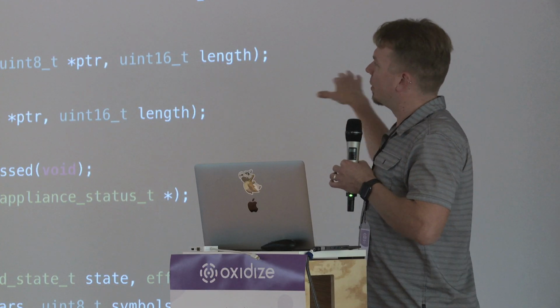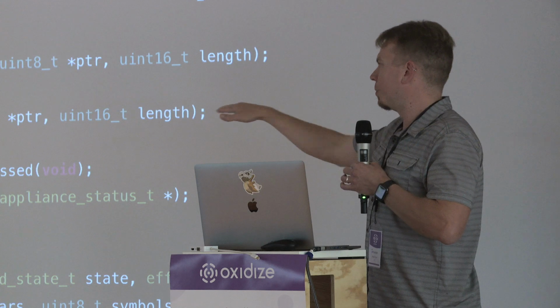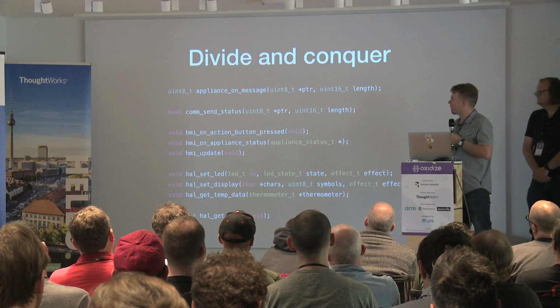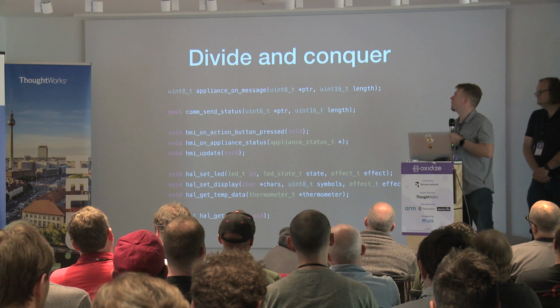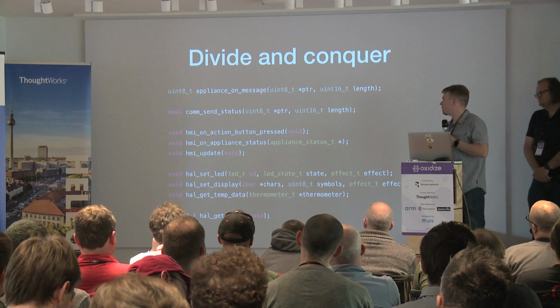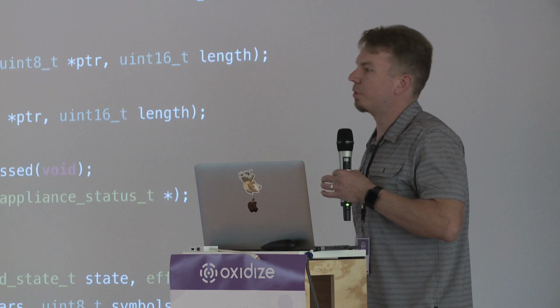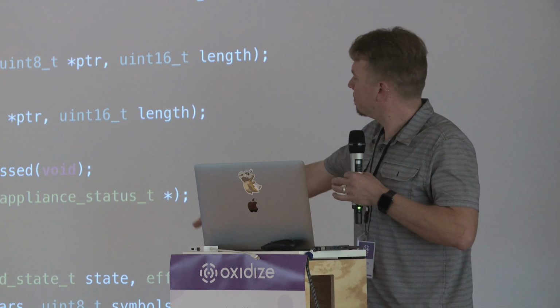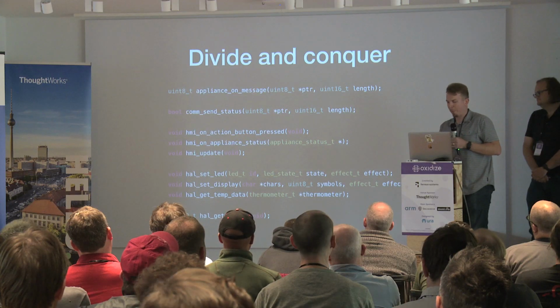When the appliance wants to send information out, like a status message, it will call the COM layer and send the status out. And then a few calls for having the HMI, the high-level presentation logic, getting triggered with events and being able to update itself, and then the HAL implementation and even things like clocks.